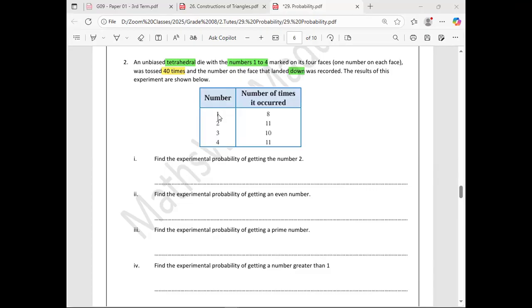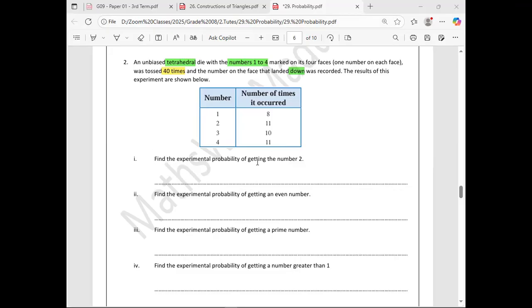Number 1, 2, 3, 4. Number 1 face landed down 8 times, number 2 face landed down 11 times, number 3 face landed down 10 times, number 4 face landed down 11 times. So this is the number of occurrences, and if you add 8 plus 11 plus 10 plus 11, it totals 40 times, right? So let's go to the questions.